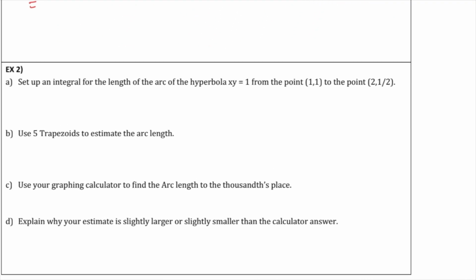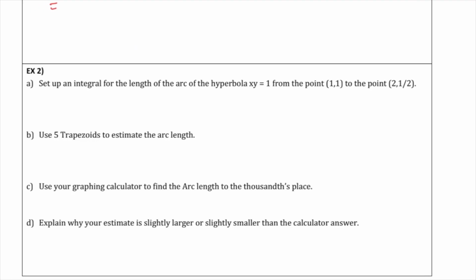For example 2, we want to set up an integral for the length of an arc of the hyperbola xy equals 1, going from (1, 1) to (2, 1/2). First, we're going to use trapezoids. Then we're going to use our calculator to find the arc length in the thousandths place. And I want the thousandths place because that's our AP standard. Again, draw a picture before you begin.